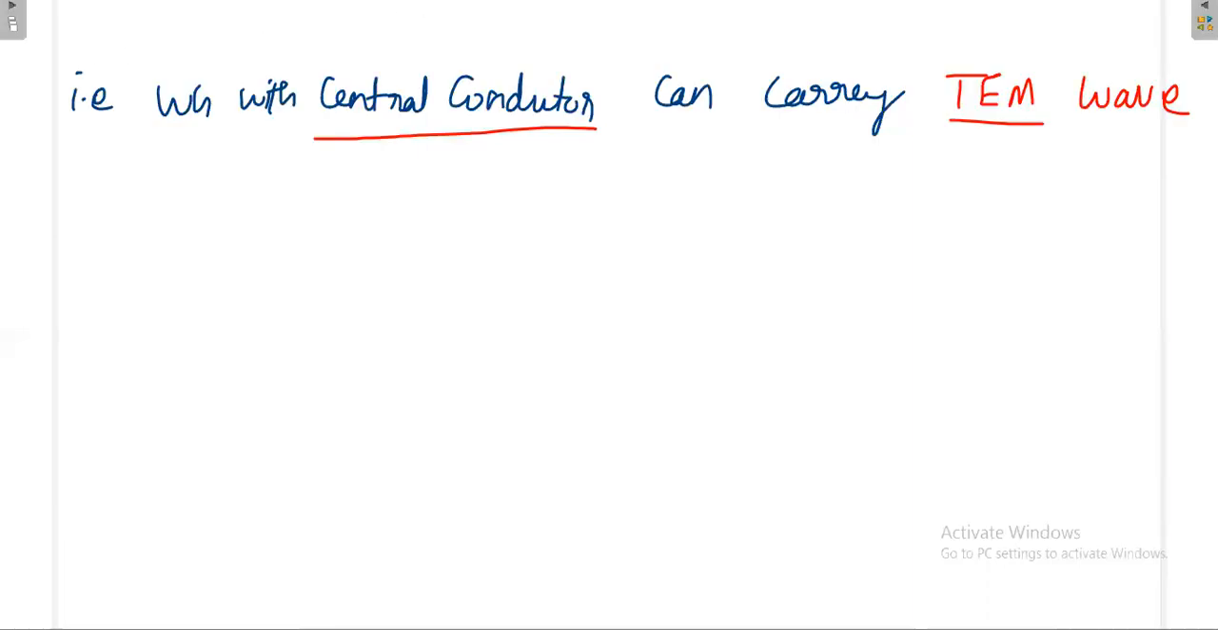Yes, sir. Is there any doubt in the case of waveguide, both rectangular and circular waveguide? Almost I have discussed all the concepts related to the exam point of view. Is there any doubt there?